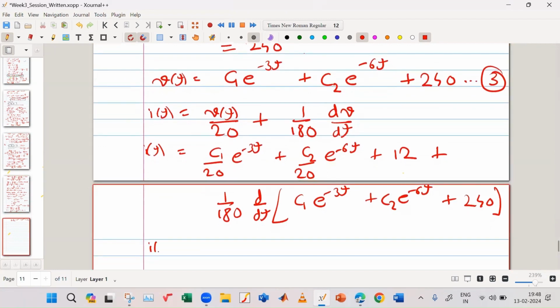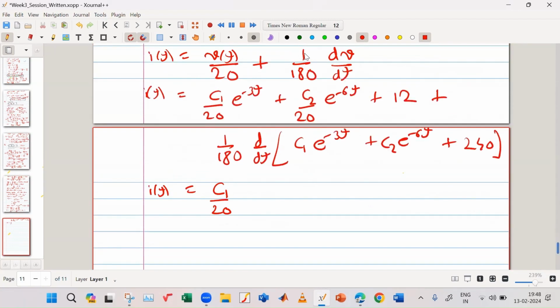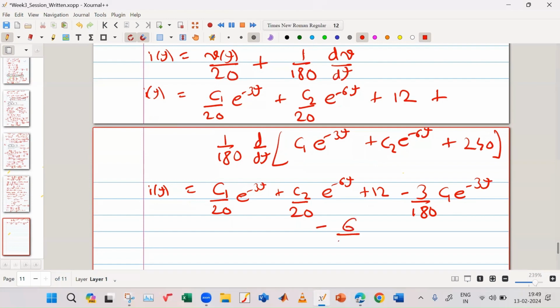So we write it as I of t is equal to c1 upon 20 e raised to minus 3t plus c2 upon 20 e raised to minus 6t plus 12. What is the derivative of e raised to minus 3t? Minus 3 e power minus 3t. So it becomes minus 3 by 180 c1 e raised to minus 3t, then minus 6 by 180 c2 e raised to minus 6t, and the derivative of a constant is 0.